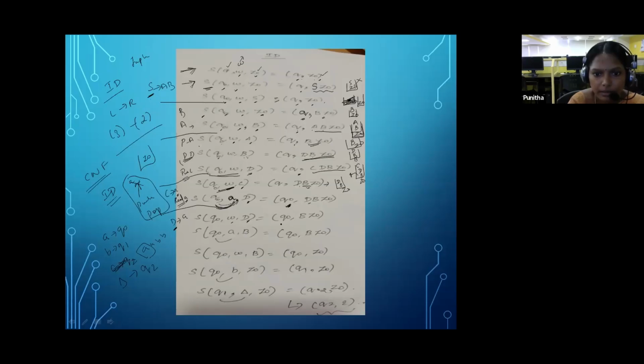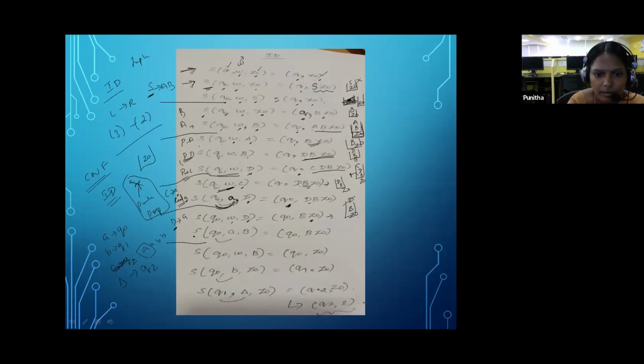Next, there is no transition here because there is no input. So I'm writing the previous state here as Q naught, and the same state as the current state. And next, here I'm performing the pop operation. If I perform the pop operation of D, the remaining elements in the stack are B Z naught. So I'm writing B Z naught.